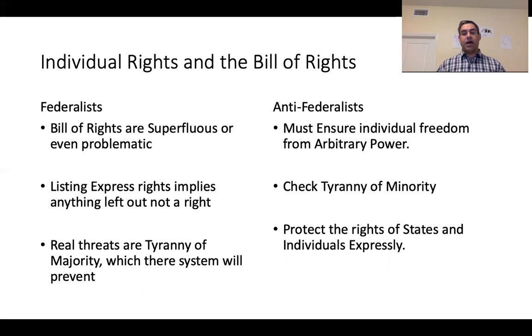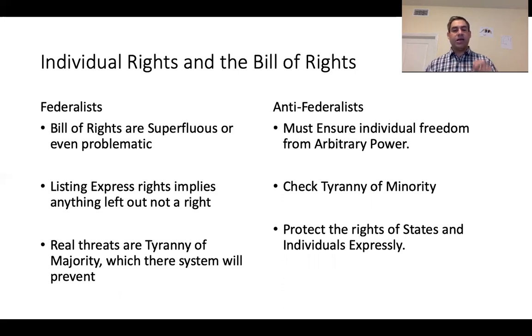So the anti-Federalists argue to some extent that we need a Bill of Rights. They have to ensure individual freedoms from the power of this new government. They're very worried that with the ratification of the Constitution, both states and individual people are going to have their rights infringed upon by this new national government.